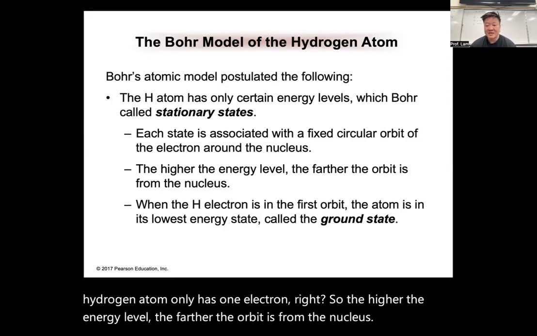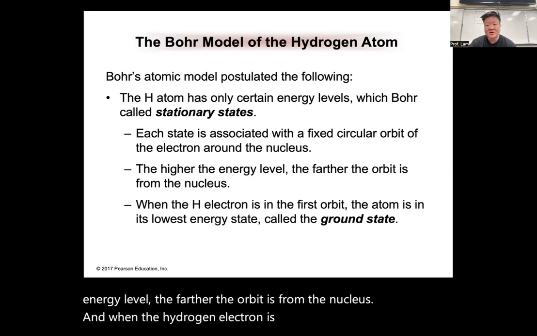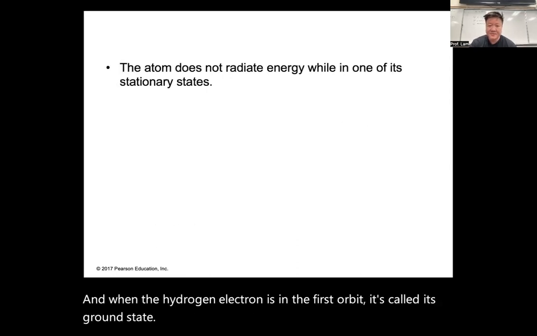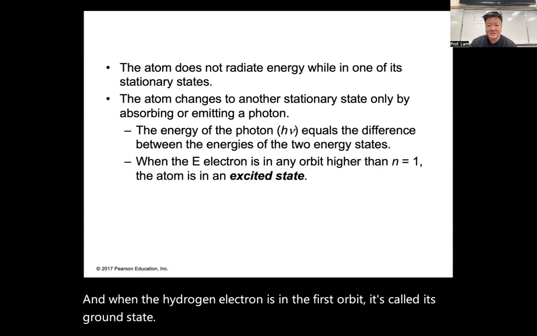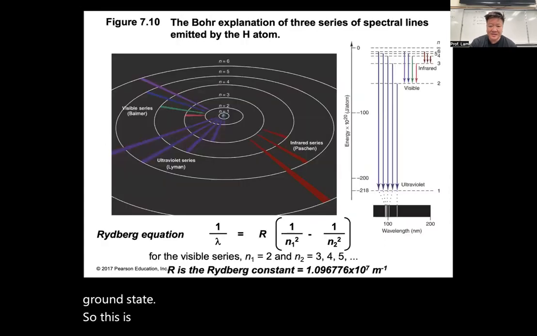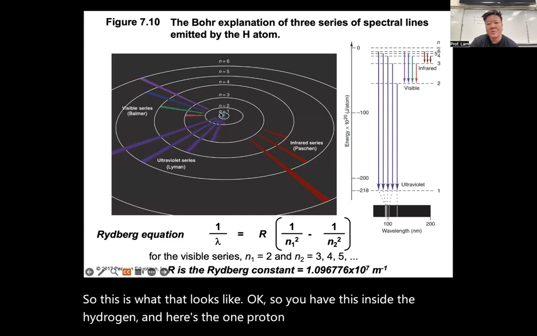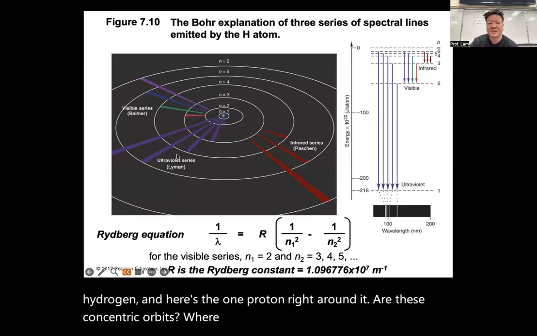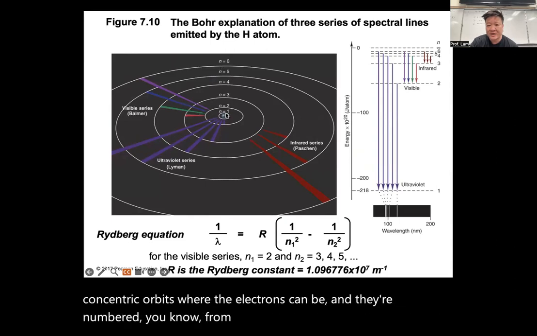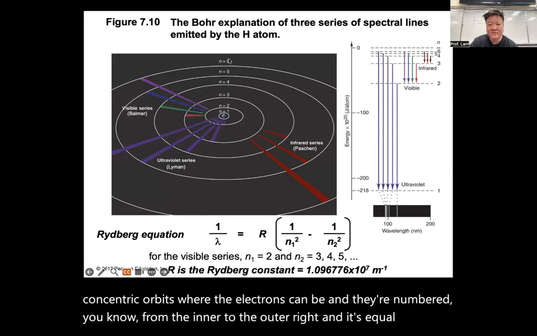And when the hydrogen electron is in the first orbit, it's called its ground state. Okay, so this is what that looks like. You have this inside the hydrogen atom. Here's the one proton, right? Around it are these concentric orbits where the electrons can be. And they're numbered from the inner to the outer, right? And it's equal to 1, 2, 3, 4, 5, 6.